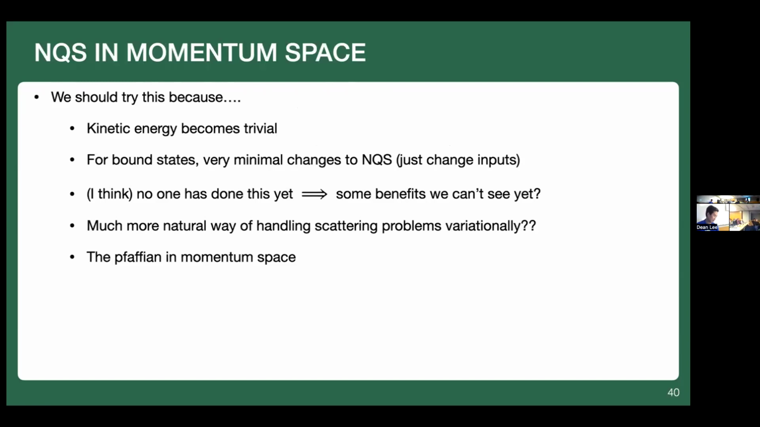We talked about going to momentum space. I think this would be very cool. The kinetic energy would be trivial, it would not be expensive at all, and that's the most expensive part of our calculations right now. For the bound state wave functions we have, there would be very minimal changes, or maybe we would have to change a lot of the sampling process and calculating expectation values, but that's okay.